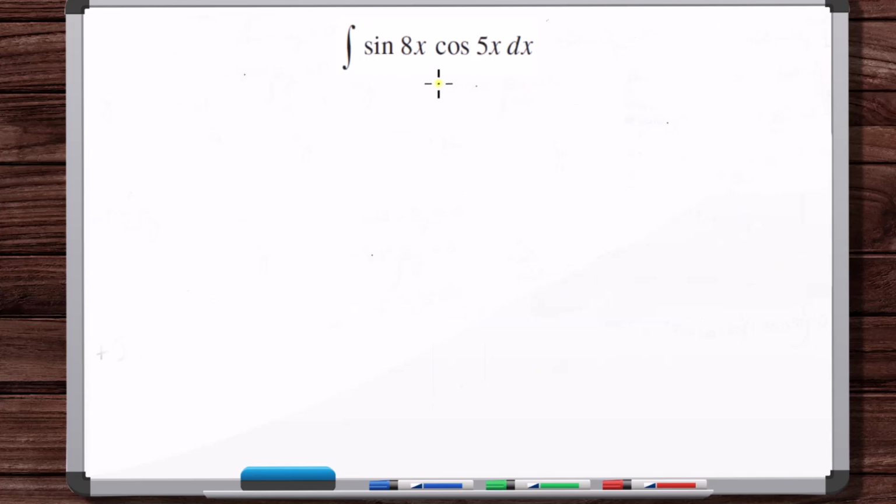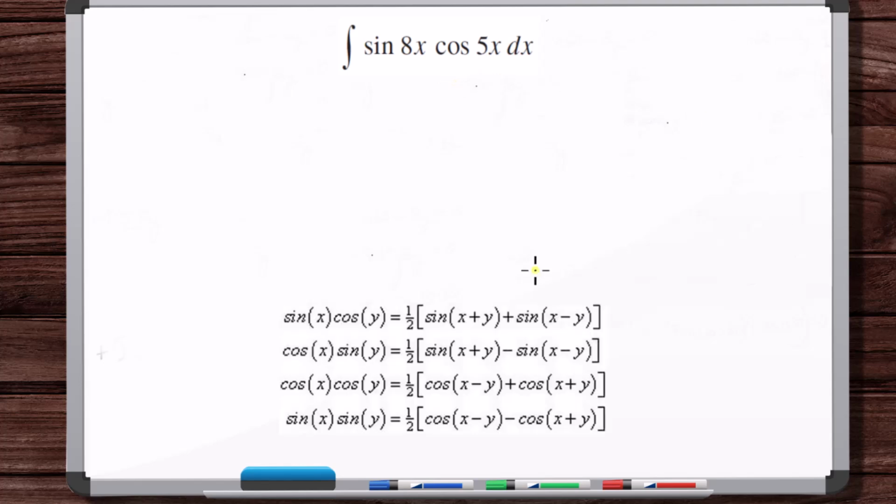Okay, for these types of trigonometric integrals, we use these trig identities. So we can write this integral as sine of something times cosine of something. So 1/2 sine of x plus y, so sine of 13x plus sine of 3x. Right? Sine of x plus y plus sine of x minus y.